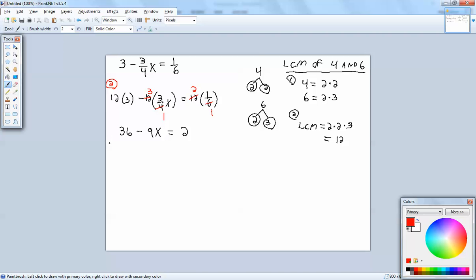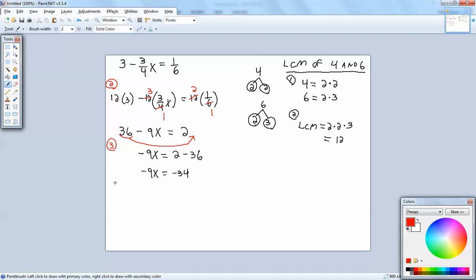Step 3. Get everything with an x on one side, numbers on the other side. So I'm going to take this 36 and move it to the right side. So we have negative 9x is equal to 2 minus 36. Remember, when you take anything across the equals, your sign changes. So the positive 36 becomes a negative 36. Now we had our note up at the top, said any steps combine together like terms, combine together numbers. 2 minus 36 is negative 34.